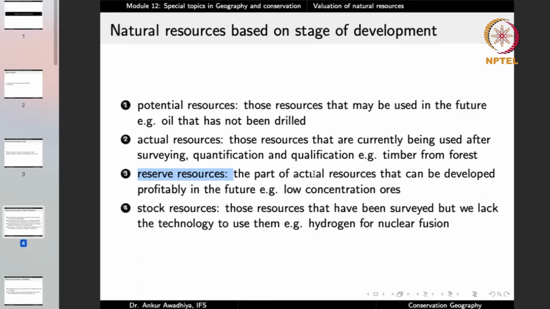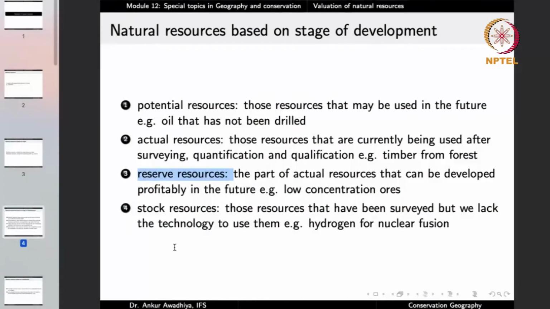Maybe sometime in the future they will become more profitable, and then we will start to exploit those resources. Similarly, in the case of low concentration ores, the concentration is so low that extraction of the metal of interest is prohibitively expensive. It just does not make economic sense to extract the metal from low concentration ores. So they are not profitable.